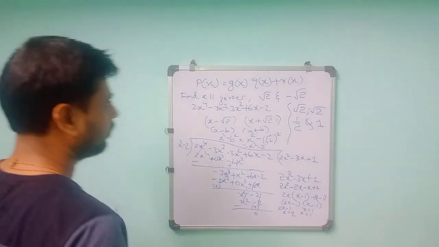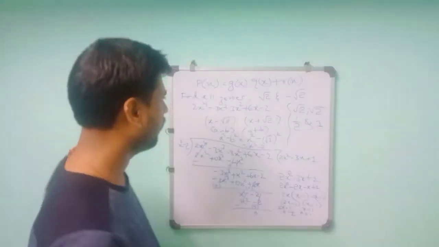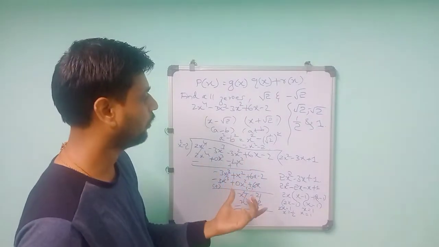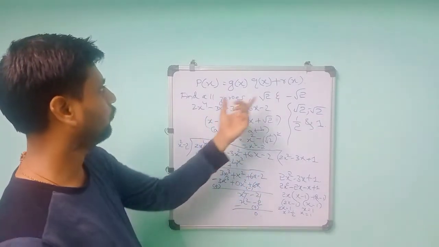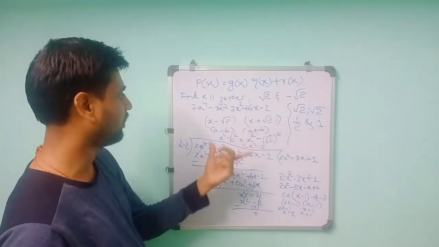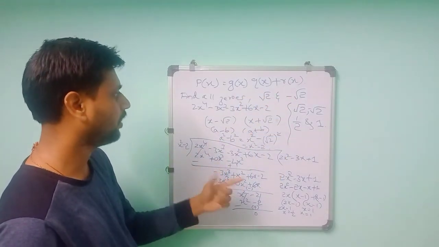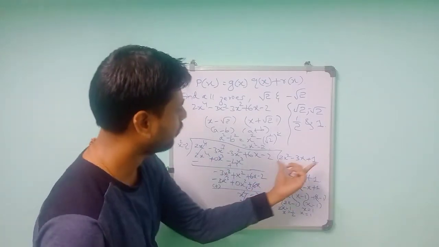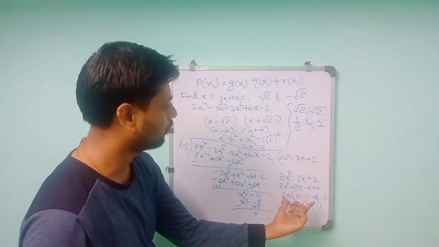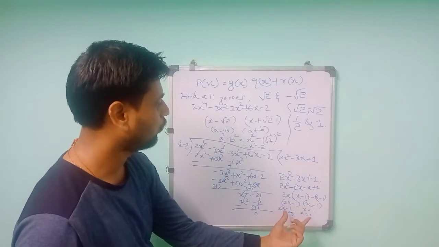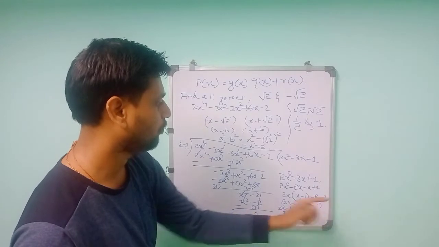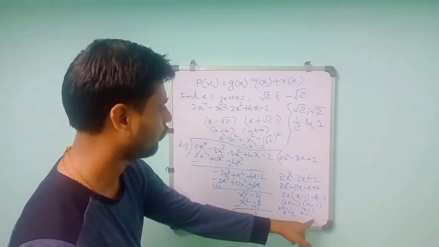So you can do the exercise problems. If you understood this problem easily, then you can do any problem. They will give you two zeros, you have to make the factor, and divide it, and after the division, if the remainder is zero, it is a factor. You have to split the middle term into two terms. So 2x square minus 3x plus 1 is 2x minus 1 into x minus 1. So x is equal to 1 by 2, x is equal to 1.